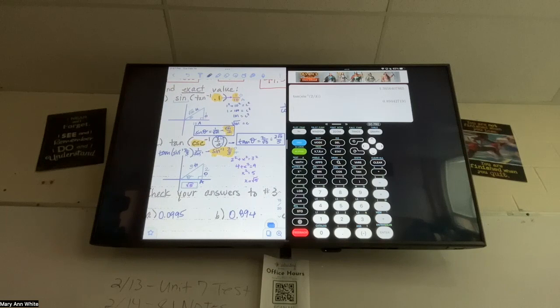Which I gotta check and see if that's the same thing as 2 root 5 over 5. Let me check. 2 square root 5 divided by 5. Okay, nice. That's the same answer. We're doing good so far.